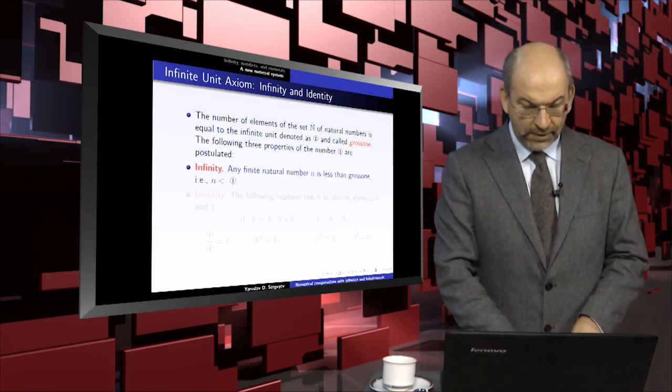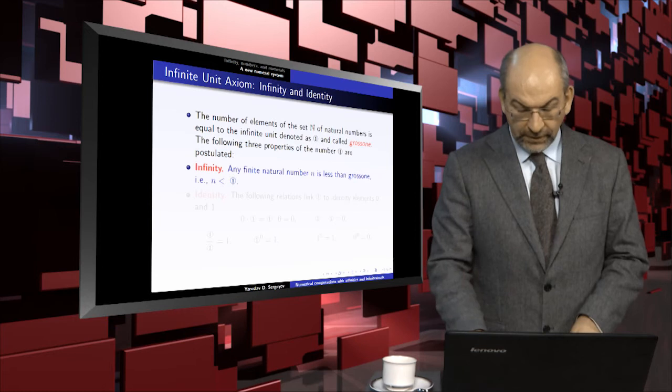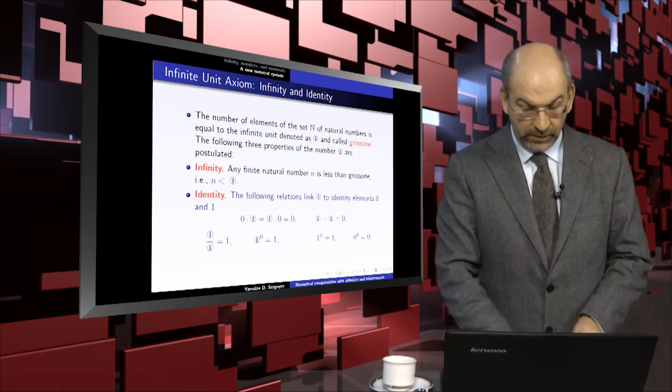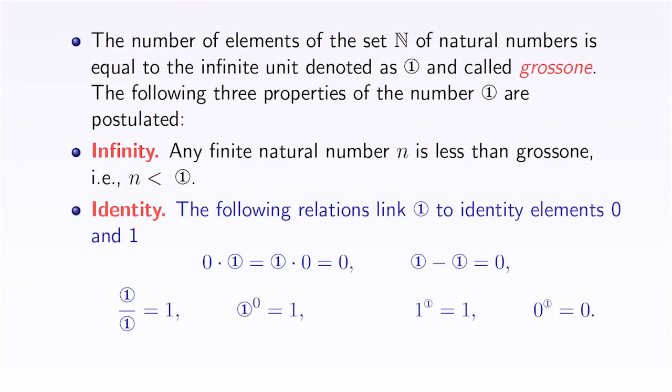So gross 1 is larger than any finite natural number. Multiplied by 0, it gives 0, its difference with itself gives 0, and so on. So it behaves like a usual number with 0, 1 and other numbers.